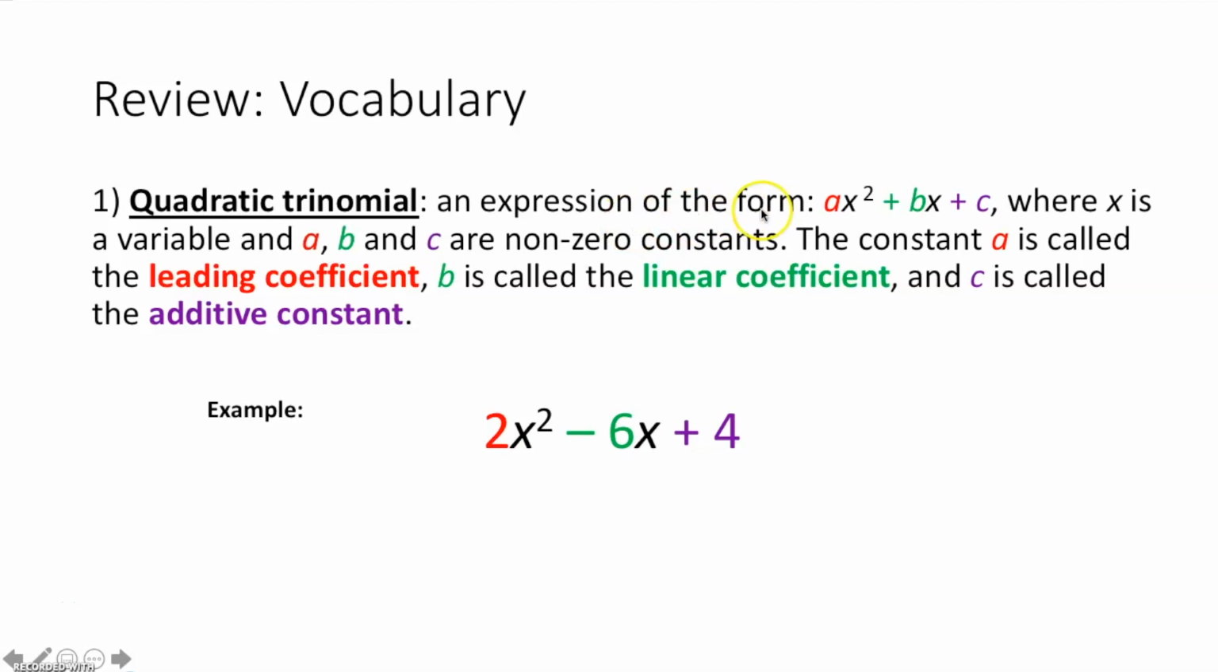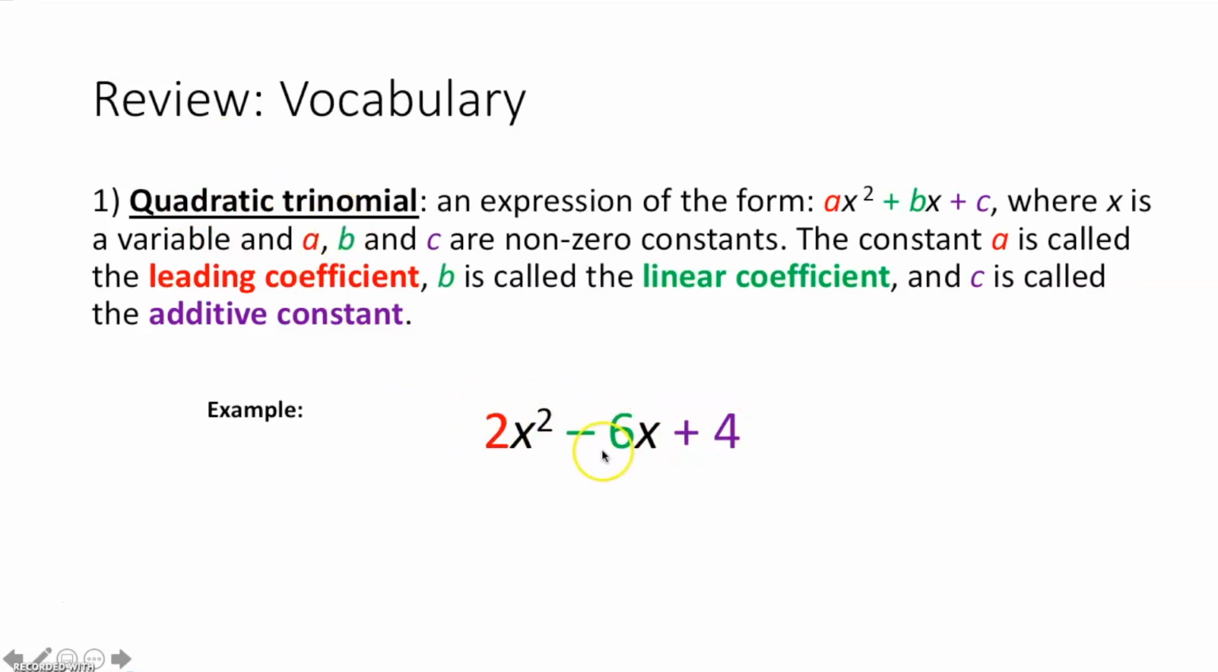Okay, first thing we're going to do is review a quadratic trinomial. That's an expression of the form ax squared plus bx plus c, where x is a variable and a, b, and c are non-zero constants. The constant a is called the leading coefficient, b is the linear coefficient, and c is the additive constant. Again, quadratic means degree 2, and trinomial means there's 3 terms.